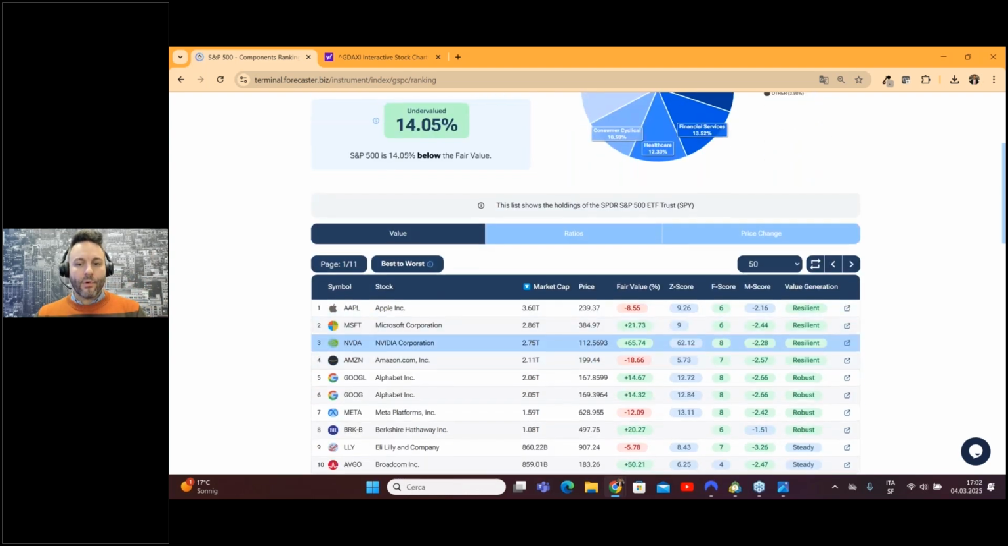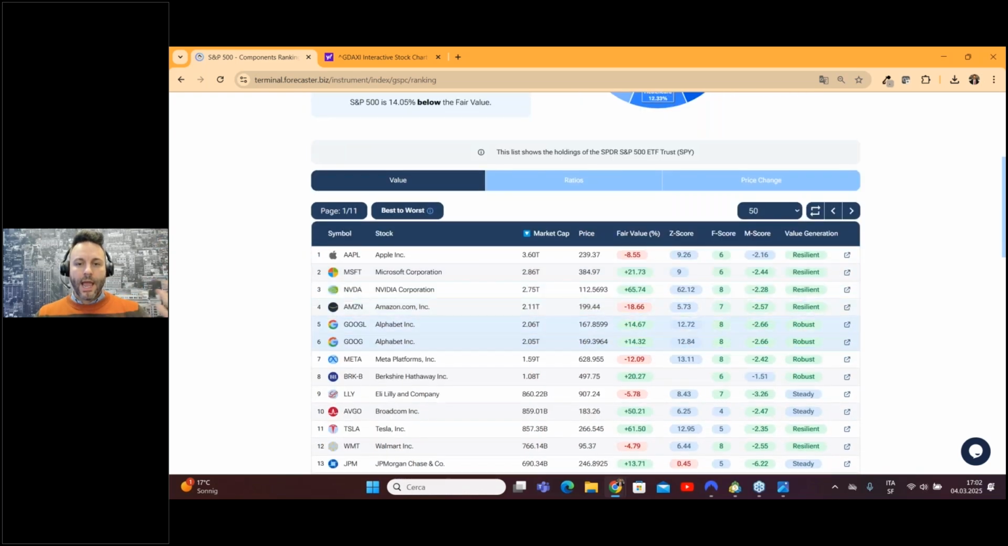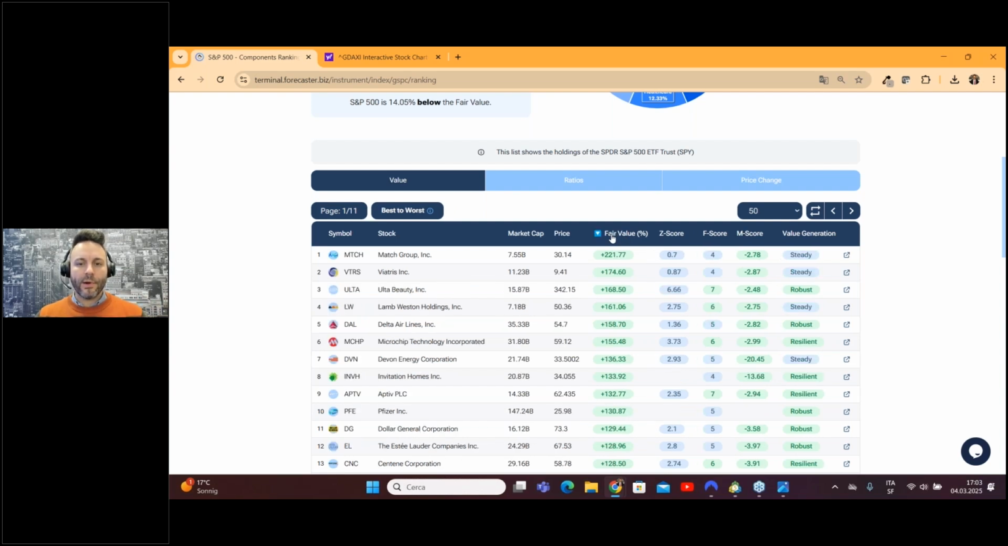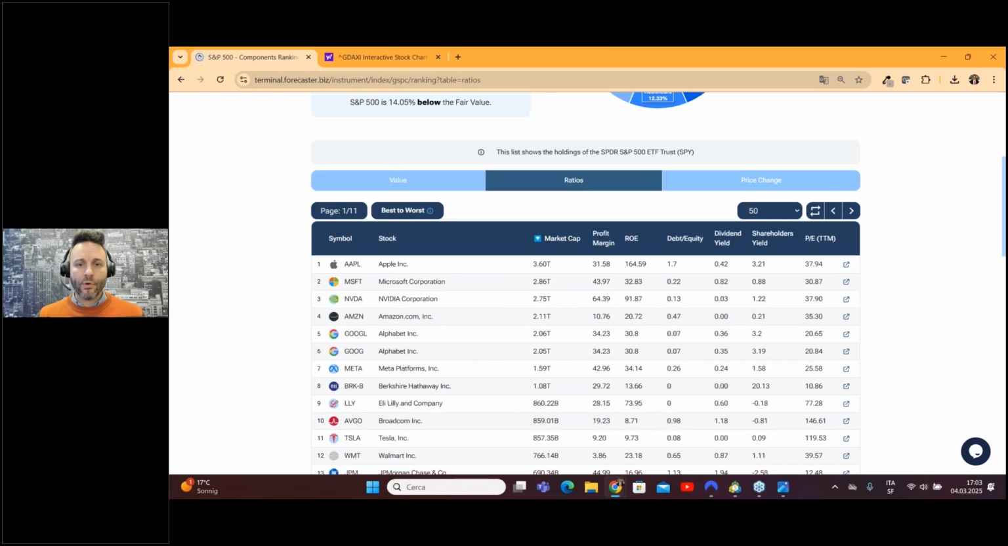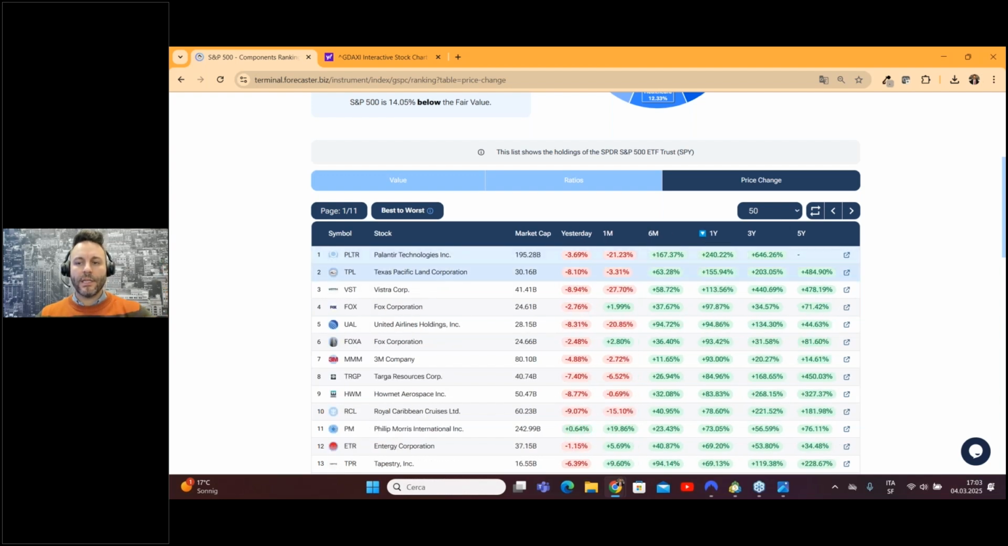And of course, you can find all the companies, the components of the index, and you can rank them from the best to worst. You can rank the single column. For example, if you would like to see which is the most underrated company, you just have to click. You can go in the ratio page where you can find all the most important ratios. You can go to the price change where you can rank all the best performance in the last month, 6 months, 1 year, and so on.